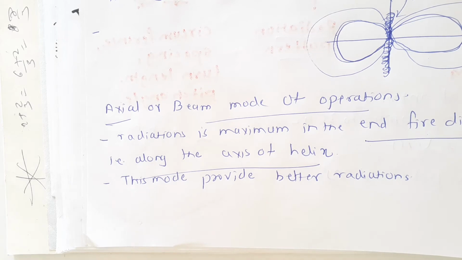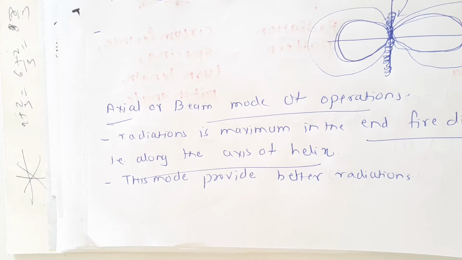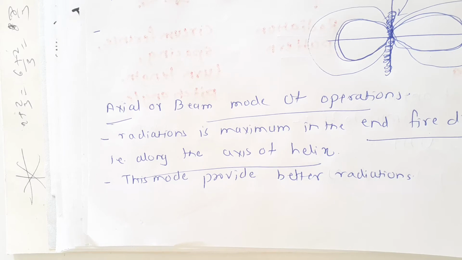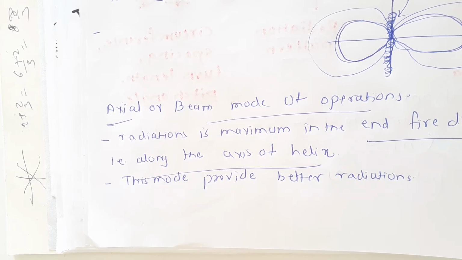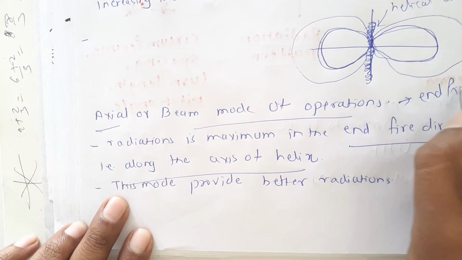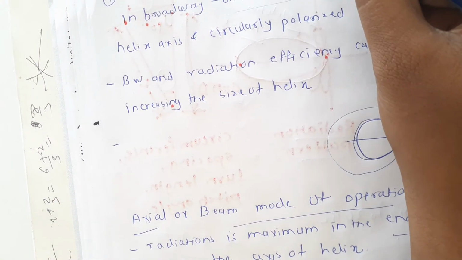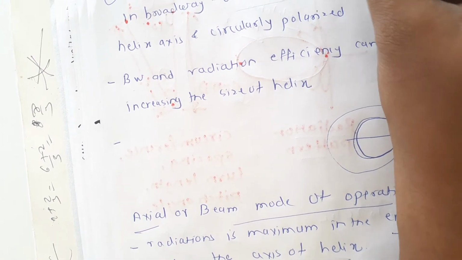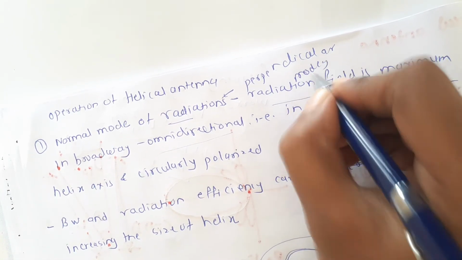So these are the two modes of the helical antenna, that is normal mode of radiation, and another is what? That is axial or beam mode of radiation. So normal or perpendicular mode of radiation, or axial or end fire or beam mode of radiation. So this is also called end fire, that is this side, and here it is the normal or perpendicular mode of operation.